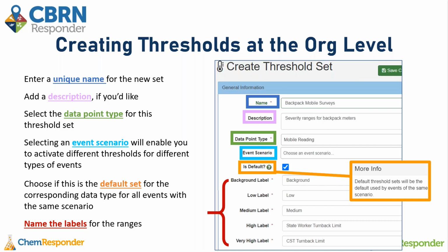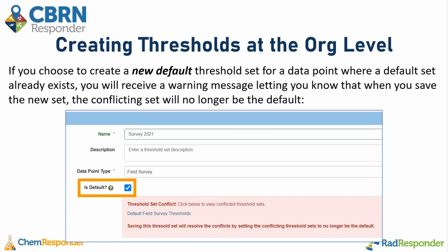You can select an event scenario, which will enable you to activate different thresholds for different types of events. You can also select if this is going to be the default set for the corresponding data type for all events with the same scenario. And you also have the ability to rename the labels for the background, low, medium, high, and very high ranges. If you do choose to select default for your new set, you will receive a warning message letting you know that when you save this new set, the conflicting set will no longer be the default one.